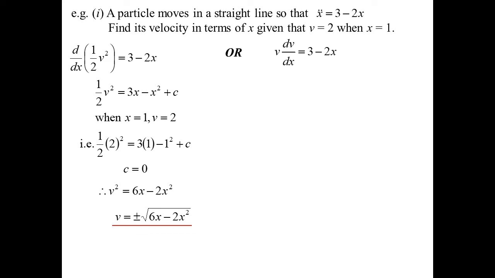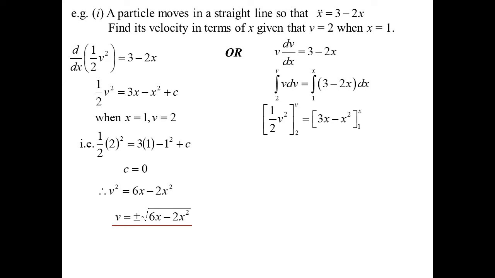Here's how I'd do it. I'd do it as a definite integral. So I'd say v dv/dx is 3 minus 2x. I would separate my variables, and I'll get the integral of v dv is the integral of 3 minus 2x dx. I know that when x is equal to 1, v is equal to 2. I'm trying to link x and v. And I'll do my two integrals.